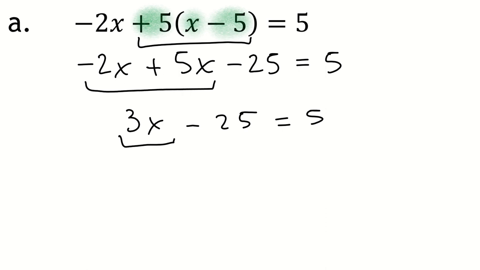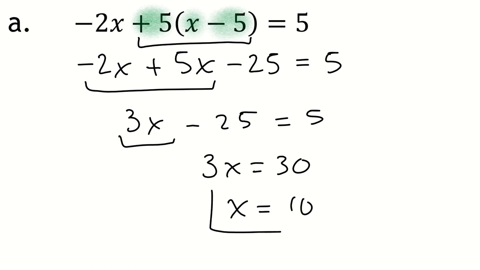these two like terms together as a single term. Now I'm just going to use the addition property of equality and add 25 to both sides. So I get that 3x is 30, and the division property of equality tells me that x is 10, and that's me dividing both sides by 3.